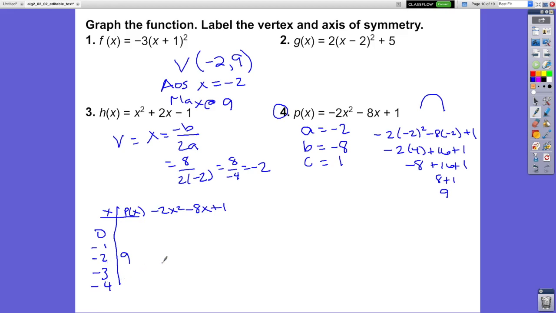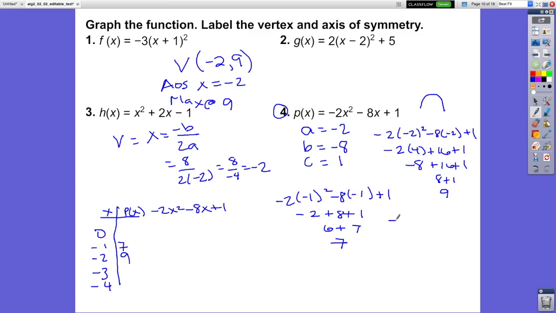All right, so let's first plug in -1. -2 times -1 squared minus 8 times -1 plus 1. That's -2 plus 8 plus 1. That is 6 plus 1, which makes 7. And you're going to do your math again for -3. I bet you'll come out with the same thing.